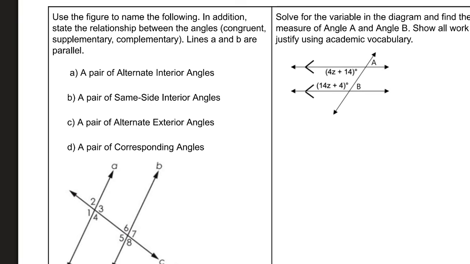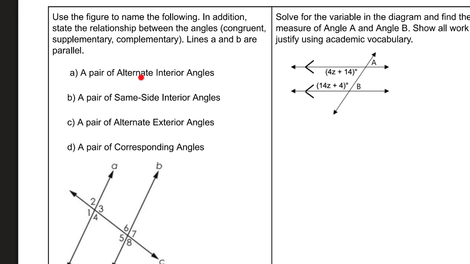All right, so here's the Unit 1 study guide for Math 2. It says use a figure to name the following. These are review questions from Unit 0. In addition, state the relationship between the angles: congruent, supplementary, or complementary, and they say that lines A and B are parallel. Okay, so first one's asking for alternate interior angles.